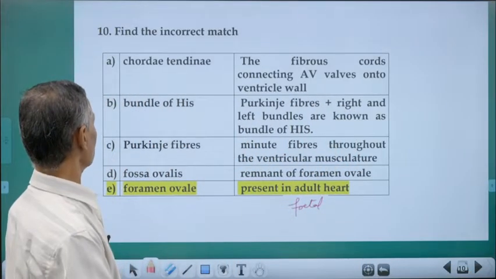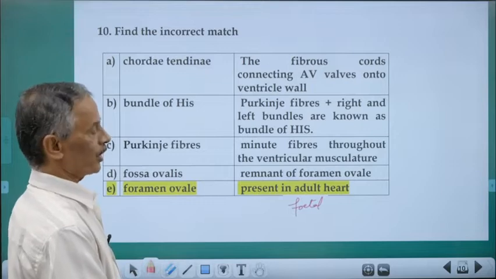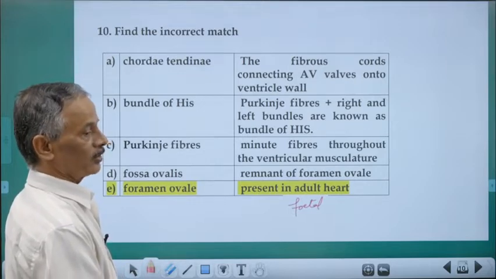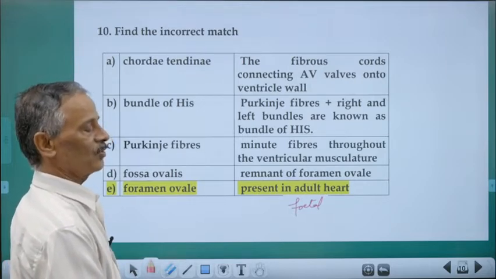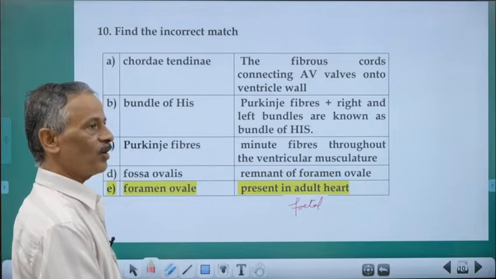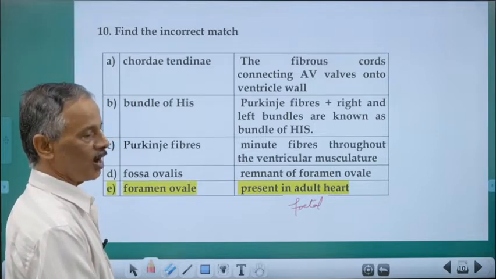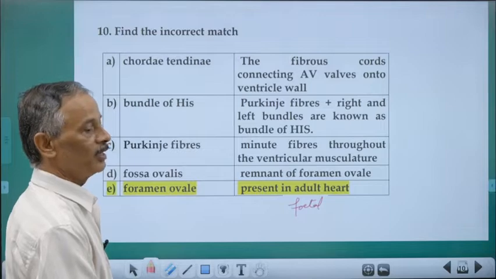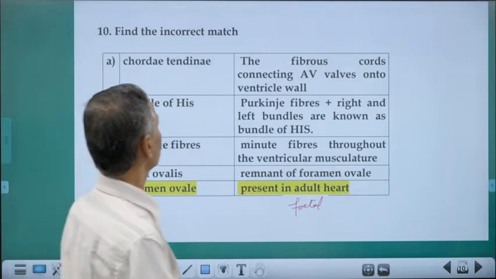Find the incorrect match. Chordae tendineae. What are chordae tendineae? The fibrous tendinous connections between the flaps, the cusps of the bicuspid and tricuspid valves, and the papillary muscles.